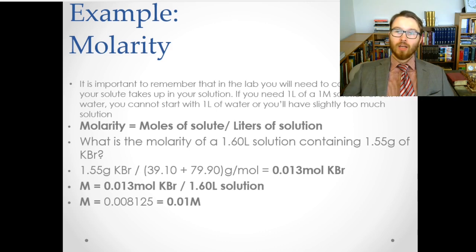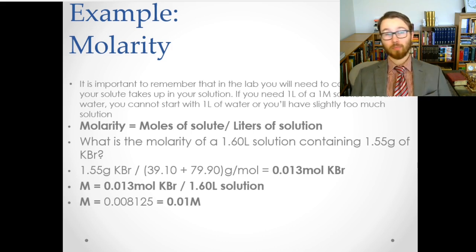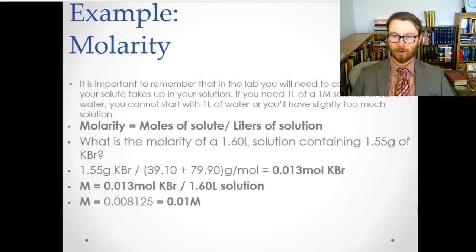So I could ask you a question that says something like, what is the molarity of a 1.6 liter solution containing 1.55 grams of potassium bromide? Now note, it's liters of solution. It doesn't matter what solution. I didn't tell you, but it doesn't matter. It's probably water. It's usually water, but it doesn't matter. So we need to find a couple things. We need to find our moles of solute and our liters of solution. Well, we know we have 1.6 liters of solution. That's taken care of. But we have 1.55 grams of solute. That's not moles, it's grams.